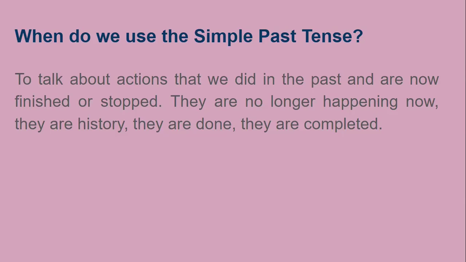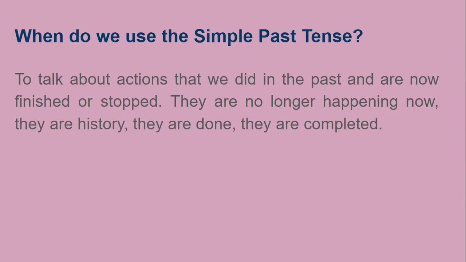So if, for example, last week I went to the mall, that's the simple past tense. Okay, it means I did something in the past. It's something that I did and I'm done. This thing is finished. I'm talking about the actions that happened in the past. They are done, they are finished, they are no longer happening. So that's simple past tense. Okay?